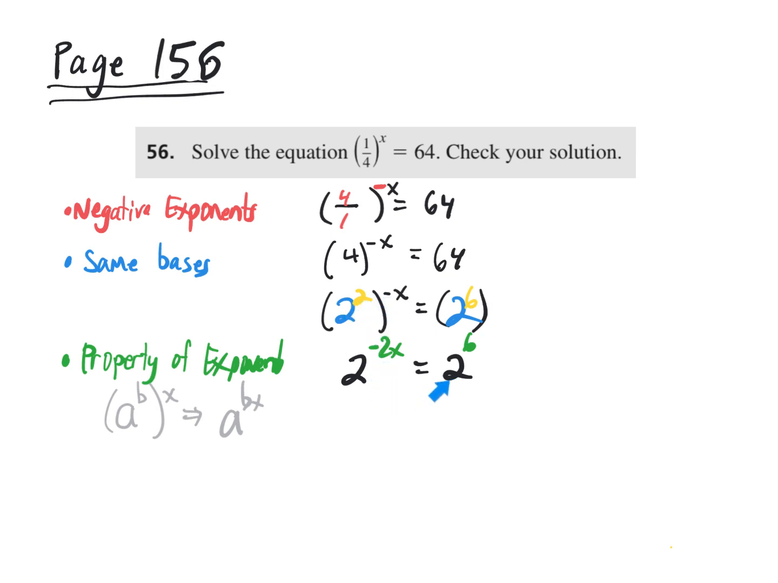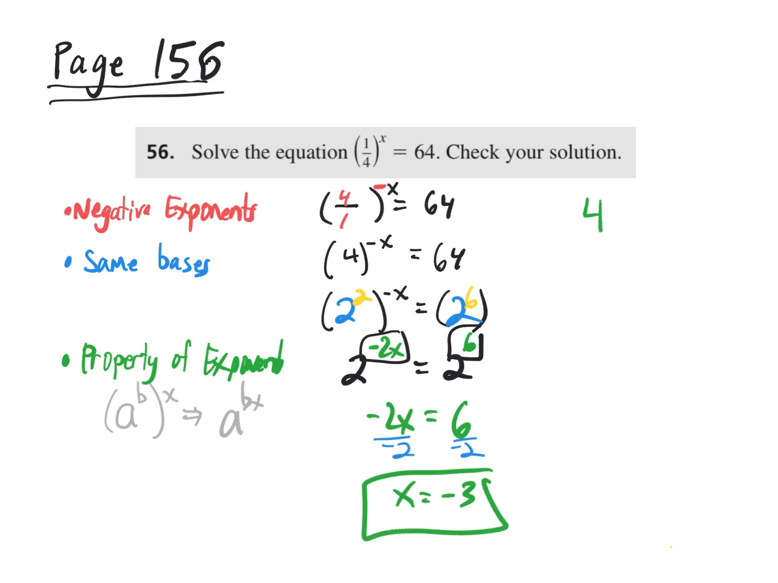All right, since we have the same bases, the only way the left side can be equal to the right side is if the exponents are exactly the same. And that's how we'll finish this problem. The exponents are equal. We'll use a division property of equality, dividing both sides by negative 2. And we have our final answer. X is equal to negative 3.